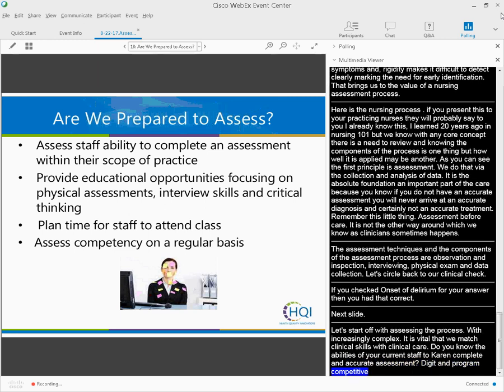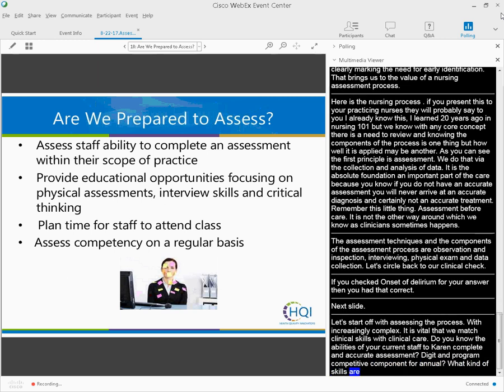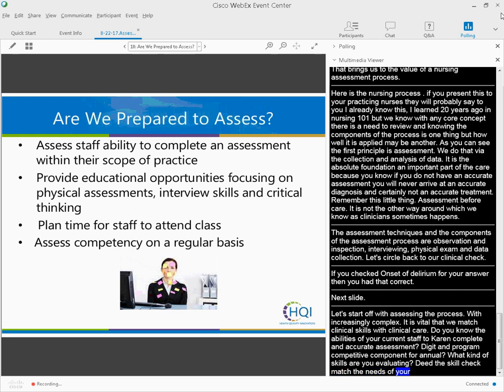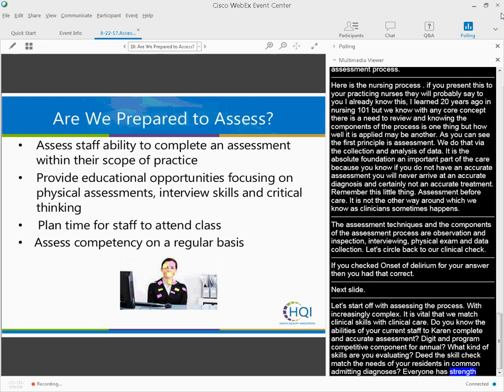What kind of skills are you evaluating? Do the skills checks match the needs of your residents and common admitting diagnoses? Everyone has strengths and weaknesses. Are you identifying the weaknesses and allowing for growth opportunities among your staff?